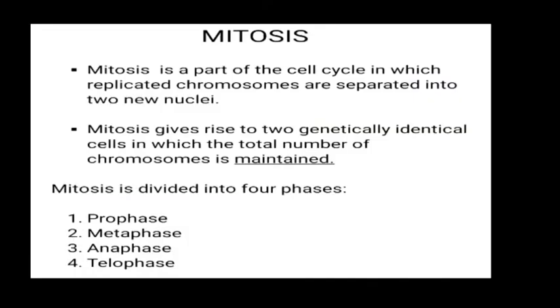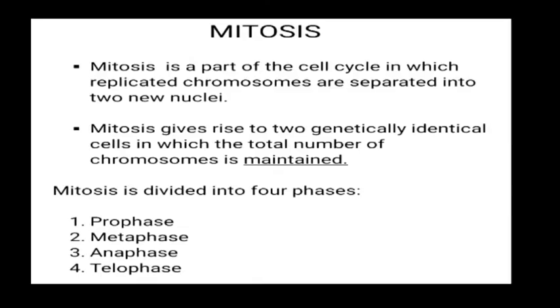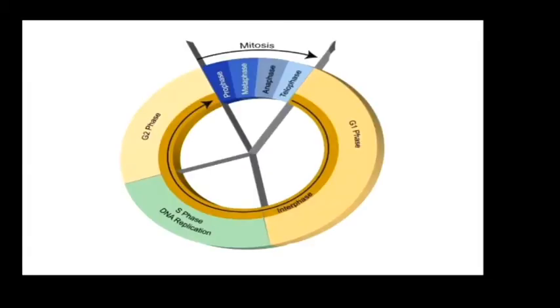In mitosis, the replicated chromosomes are separated into two nuclei. It gives rise to two genetically identical cells in which the total number of chromosomes is maintained. Mitosis is divided into four phases. They are Prophase, Metaphase, Anaphase and Telophase. Here is a picture which shows four phases of mitosis in the cell cycle.